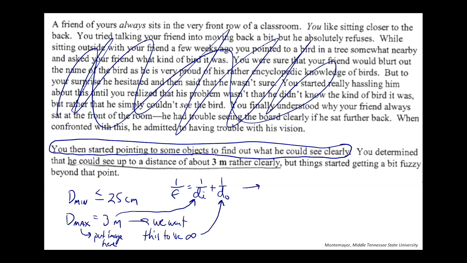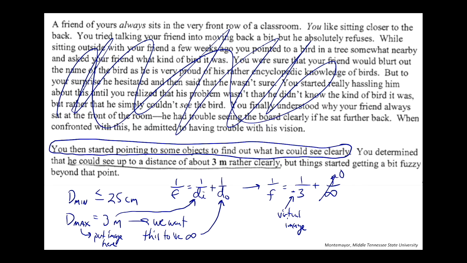So let's plug these things in. We're going to say 1 over f is equal to 1 over 3, but if it's a virtual image, remember that image distance is negative, so I need to put in a negative 3 there. Let's put a little note there. It's a virtual image, plus 1 over infinity. What's 1 over infinity? That's essentially 0. And we've got an easy equation to solve now, right?